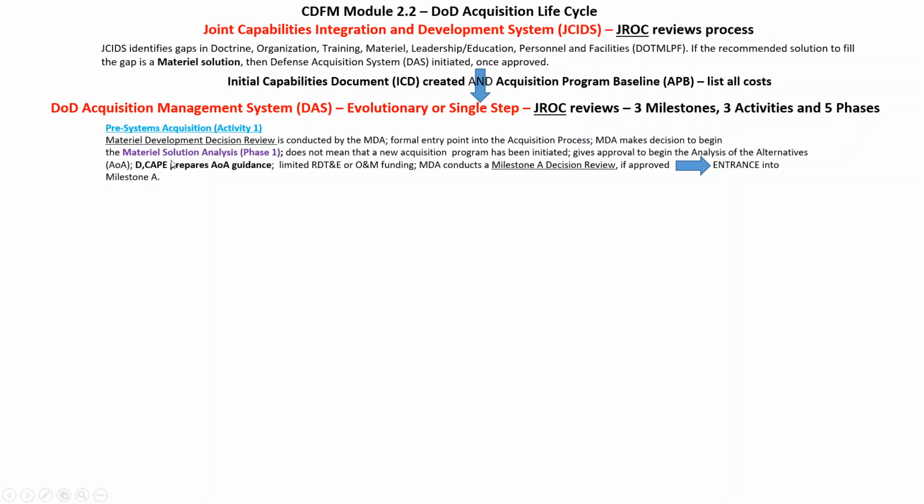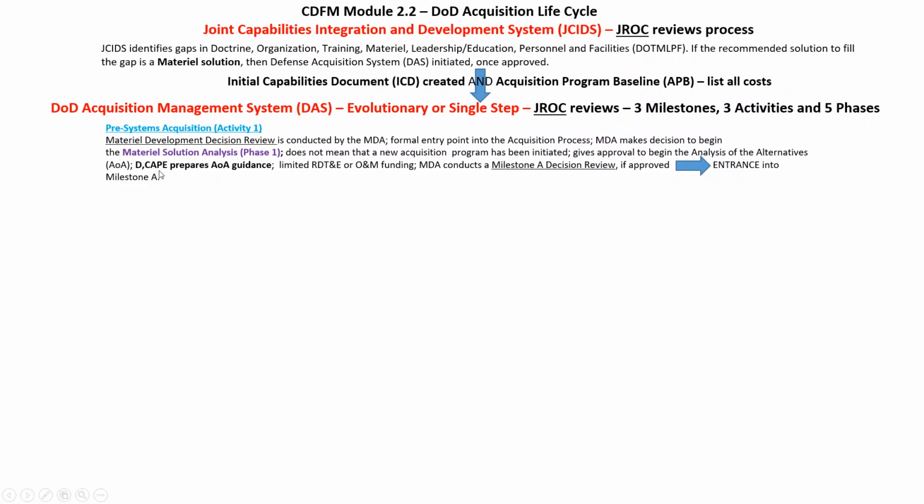So let's see what we have here. Material solution analysis, phase 1, does not mean that a new acquisition program has been initiated. It gives approval to begin the analysis of alternatives. Let's look at our courses of action. You can look at analysis of alternatives as, we know our courses of action, now let's war game this and see what this actually accomplishes.